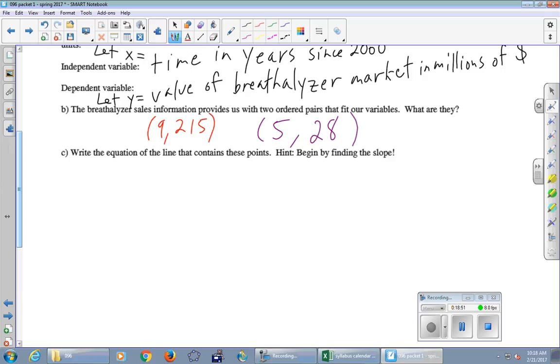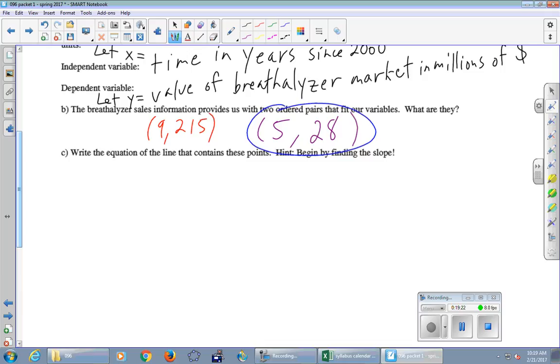Great, we can now completely forget about the context of this problem. We have translated all of that gobbledygook up above into 2 points, and I'm really comfortable finding lines when I have 2 points. So the first step we had in the process before was to circle the coordinates of one of the points. Makes no difference which one you pick. 5 and 28 are smaller than 9 and 215. I'm just going to pick that one, but you circle the coordinates of either point. So let's all circle that one.